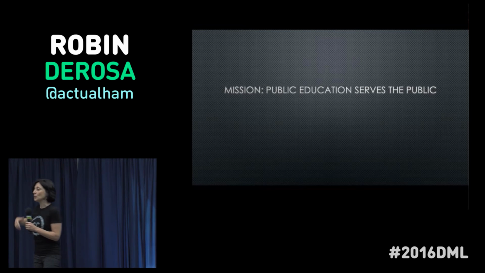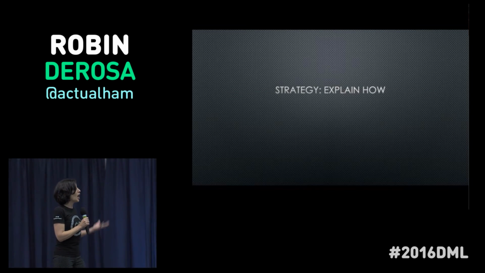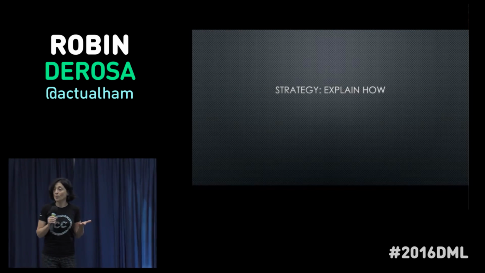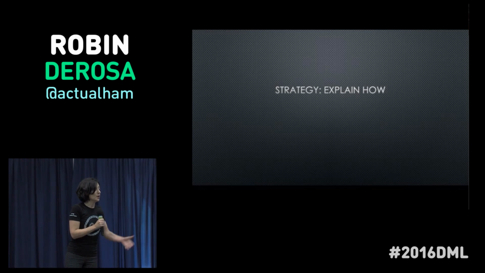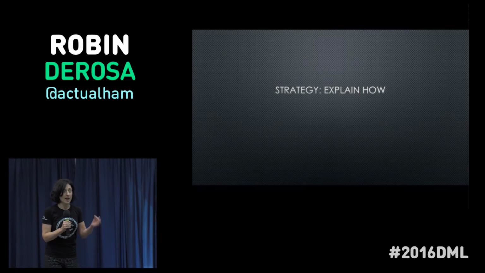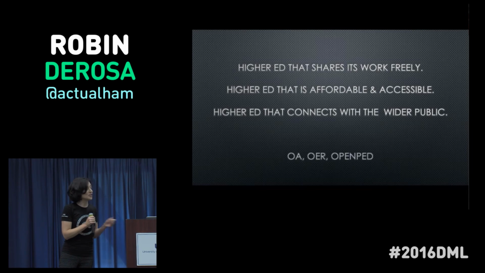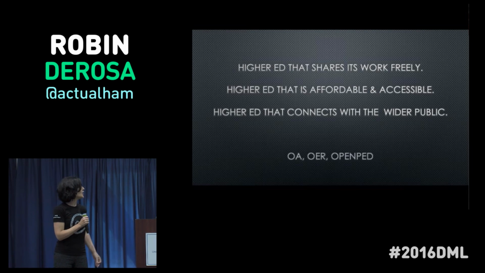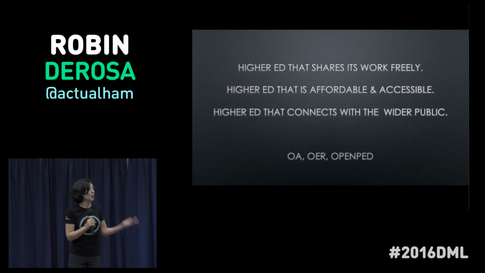So what I'm suggesting is that we build a strategy harnessed around open education so that we can talk about what it means to do public education, to work in public and to work at public. What is public higher education? So I would argue that public higher education is higher ed that shares its work freely, higher ed that's affordable and accessible, and higher ed that connects with the wider public. And these are the basic principles of open access, OER, and open ped.